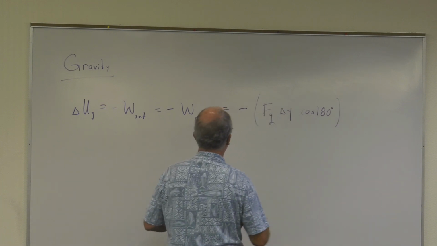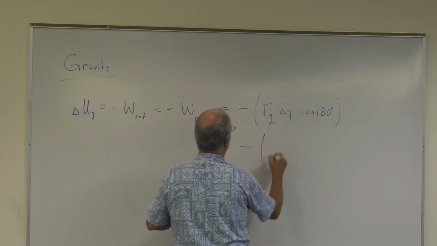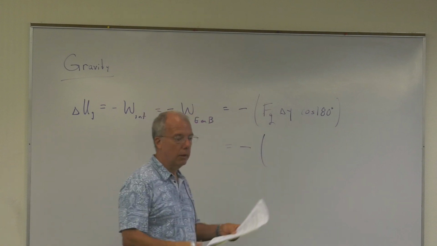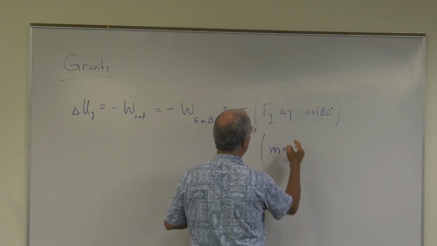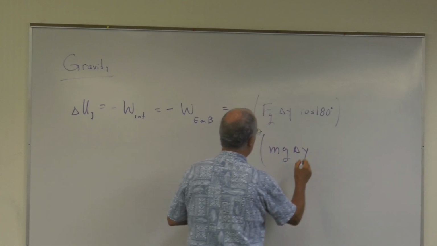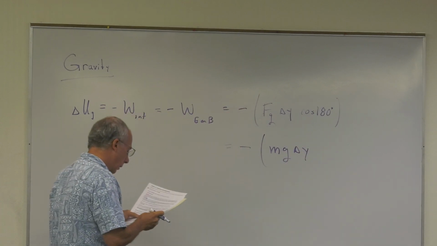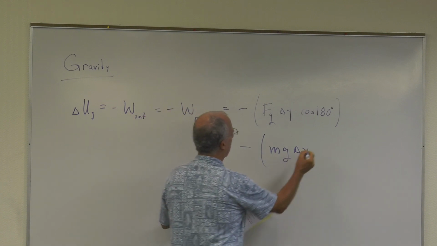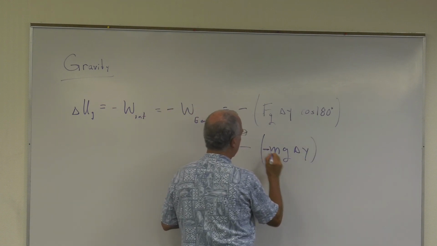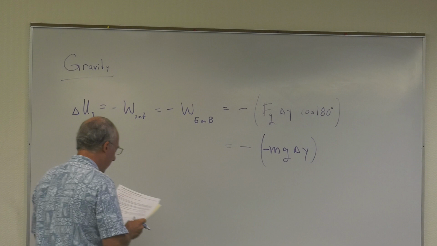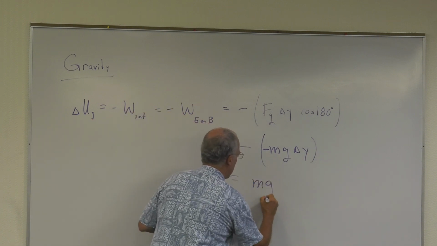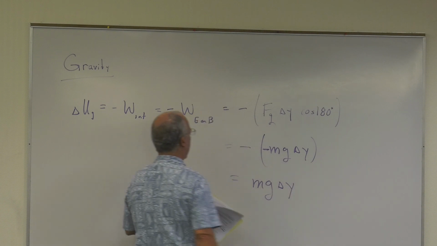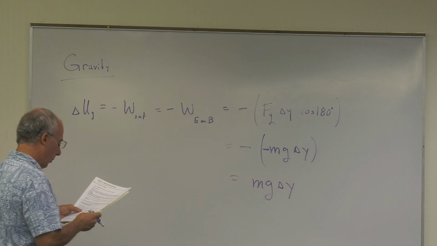Okay, now let's keep going. What's Fg? The force of gravity is mg. So we have mg, delta y is delta y. But what's cosine of 180? It's negative 1. So we have negative 1. And that, of course, just equals mg delta y. Okay. All right, so there you go.